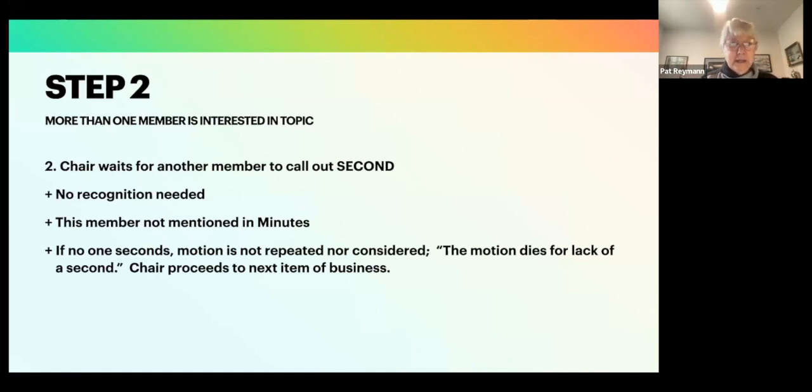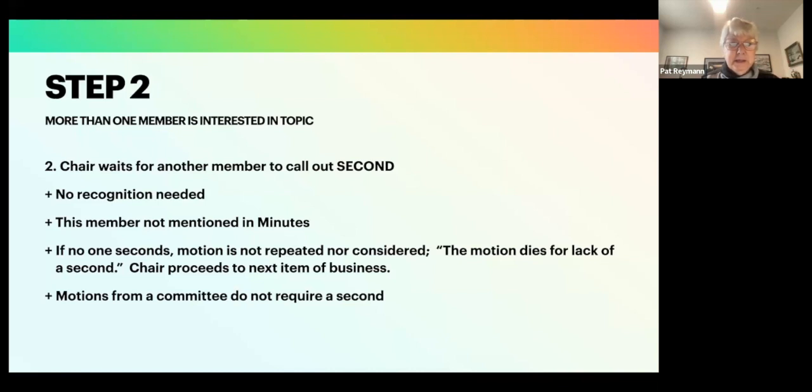Now, if no one seconds it, remember the chair is just waiting. And if there is dead silence, the motion is not repeated or considered. The chair can say, after a reasonable time, and that's 4 or 5 seconds, the motion dies for lack of a second. Or the chair doesn't even need to say that. The chair can just proceed to the next item of business. Everyone has an opportunity to second it, but if they don't, then that motion is not going to be considered, not going to waste people's time if there's only one person interested in the subject.